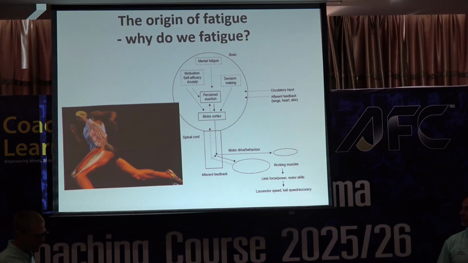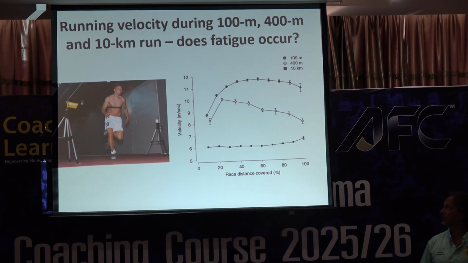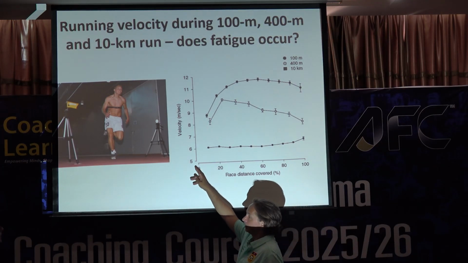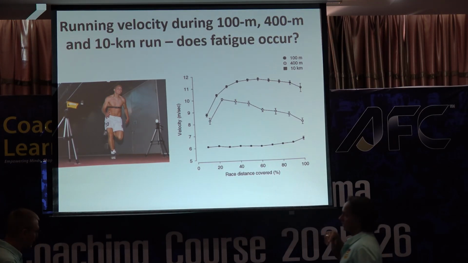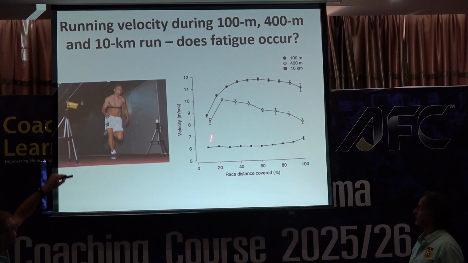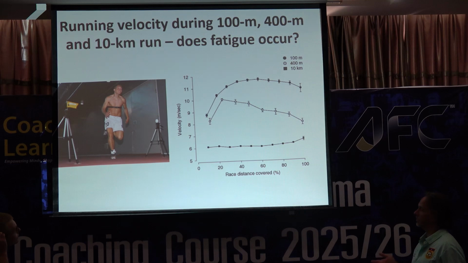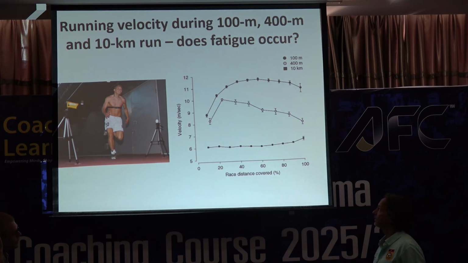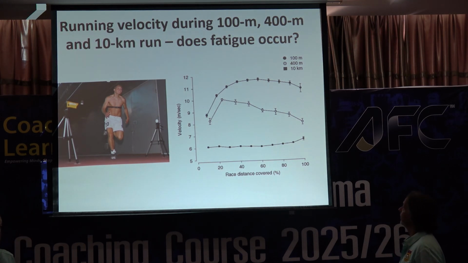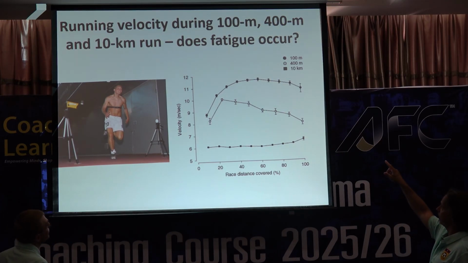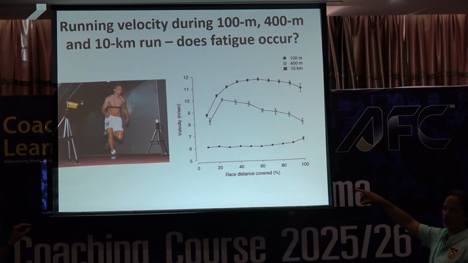So this is running speed, and this is based on values from the best runners in the world. So the black circles are showing Usain Bolt when he's setting the world record.